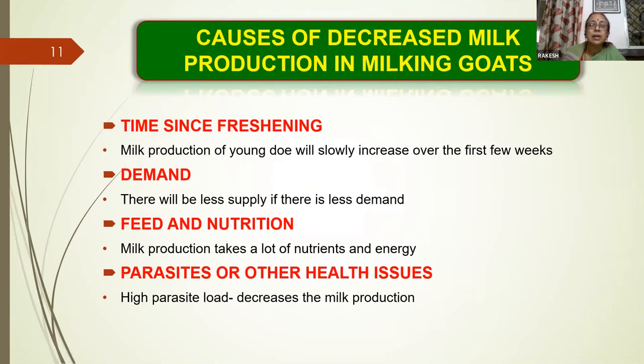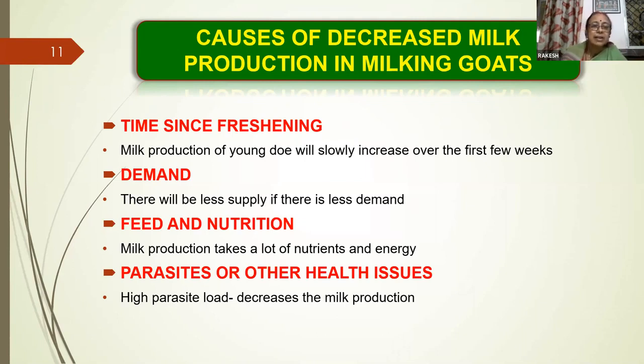Now coming to the causes of decreased milk production in milking goats. This is the problem which comes to our mind: why is the milk production going down? One cause is the time since freshening of the goat. The milk production in a young doe will slowly increase over the first few weeks. And when the demand is there but the supply is less, then the milk production is also less.